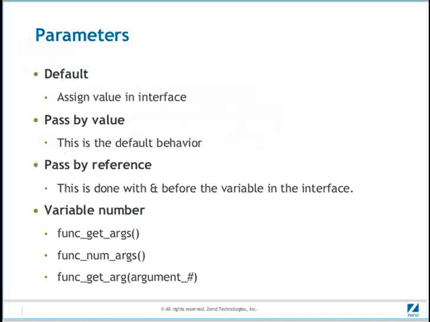Parameters. Parameters are very powerful when it comes to functions. There's the default values that are assigned via the parameter interface. Parameters by default are passed by value, as opposed to like an RPG program calling another RPG program where we default pass by reference. Different fundamental thing there. We can override the pass by reference by using the ampersand in the interface, and of course we can determine how many variables are being passed in and out of a function by using a couple of different functions like the function getArgs or function numargs.